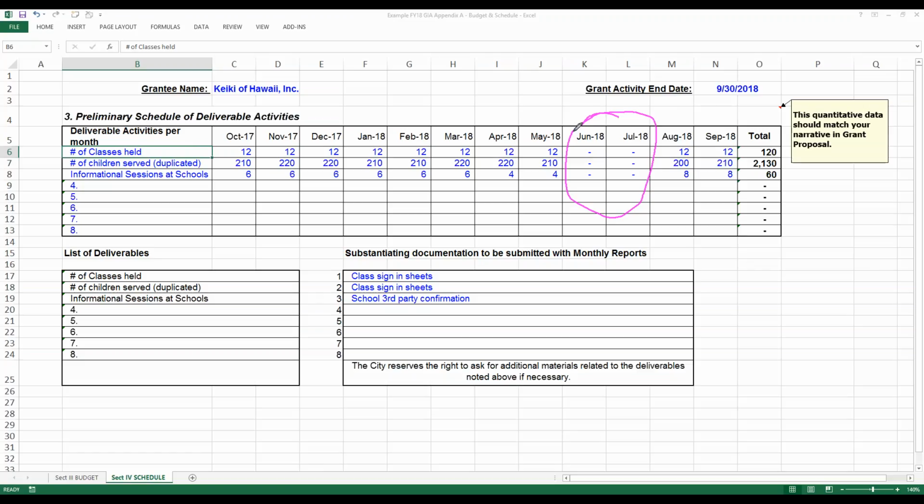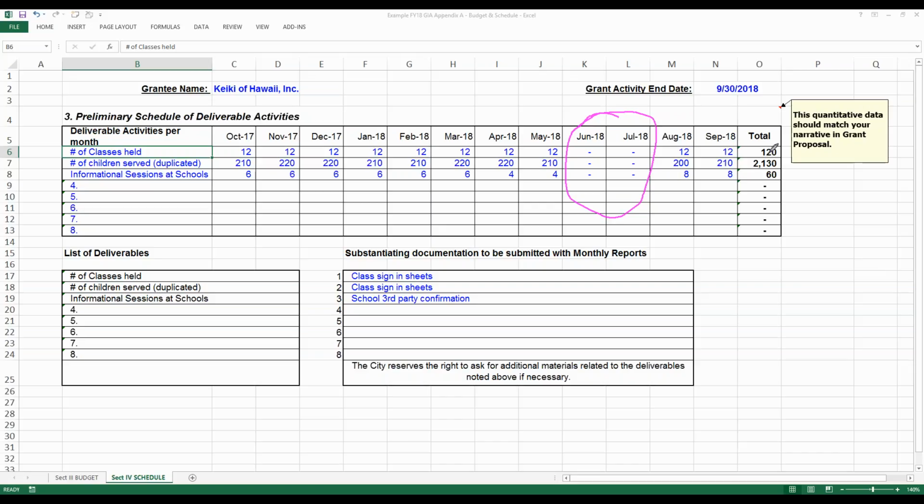When we go back to the application, there is a section where you will have to give us a little more explanation about this budget and schedule. So that's where you can tell us the inconsistencies. In this particular case, Keiki of Hawaii will say that we run our program on a school calendar base. June and July, summer break, no activities. So it does make sense. And again, looking at the numbers, they fluctuate a little bit. This maybe has been their historical record when they check back.